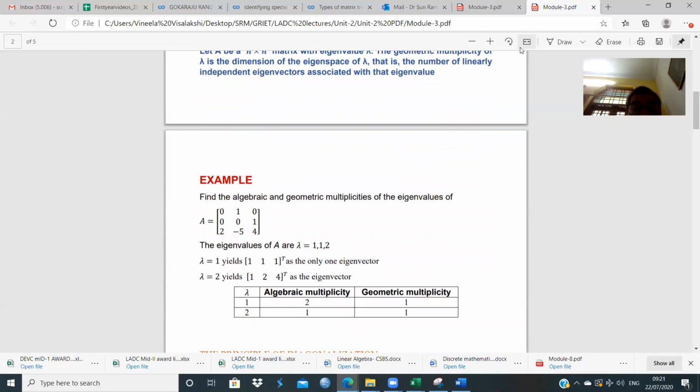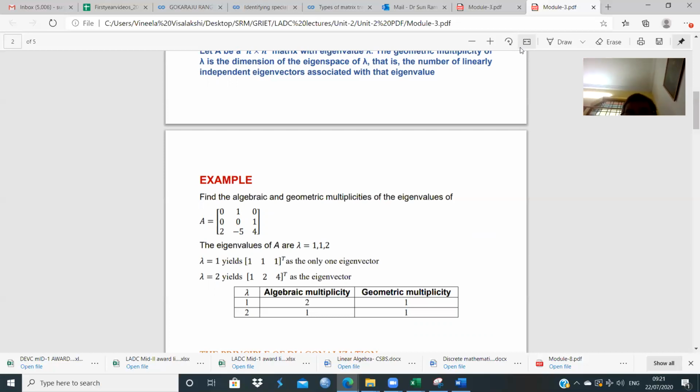Suppose we wish to find the algebraic and geometric multiplicities of the eigenvalues of the matrix A equal to [0, 1, 0; 0, 0, 1; 2, -5, 4]. Now, without showing you the characteristic equation, the eigenvalues are computed as 1, 1, 2. Corresponding to lambda equal to 1, if you follow the procedure of finding the eigenvectors, we get exactly one eigenvector. The distinct eigenvalue lambda equal to 2 will have the vector [1, 2, 4] as its eigenvector.